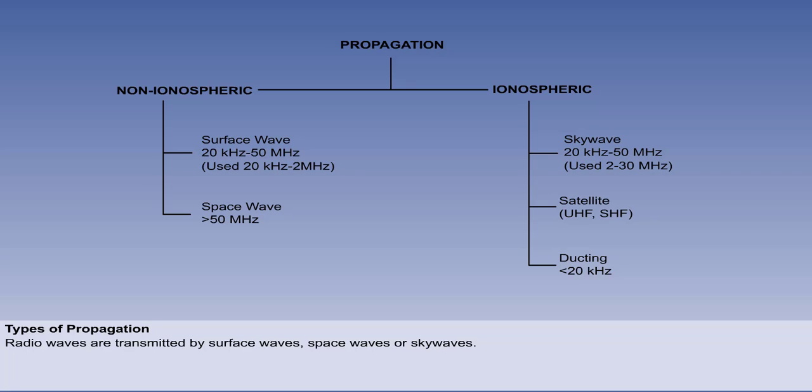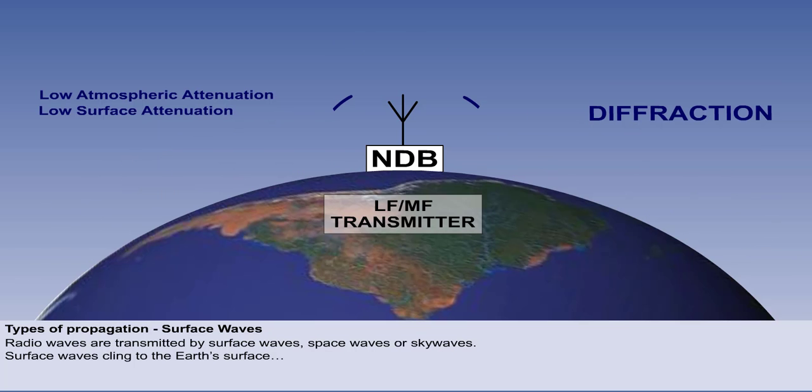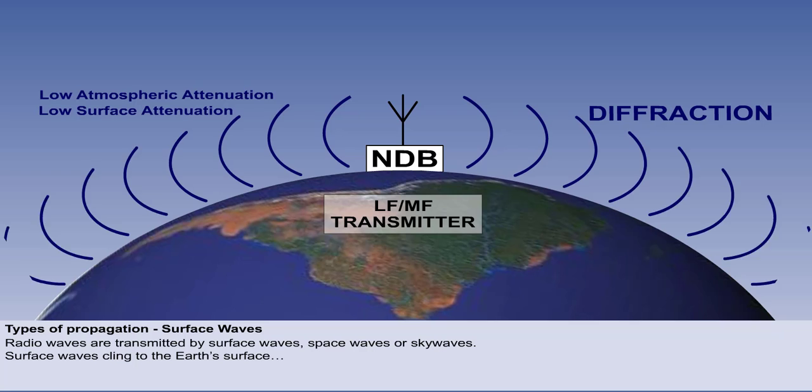The third method of propagation, the skywave, uses the ionosphere. We will look at satellite propagation in its own lesson. Let's start with surface waves.